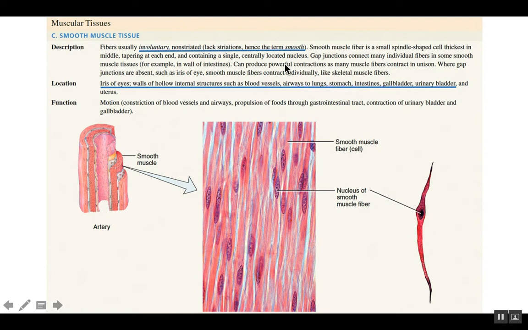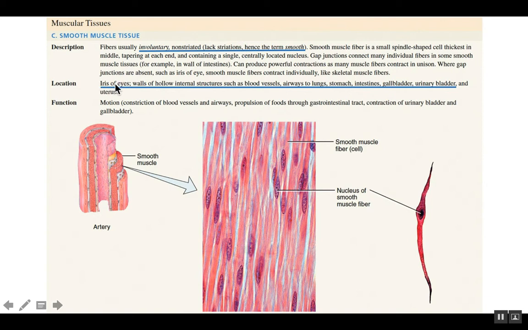This muscle is often found in hollow organs, but also in a few other locations. So a hollow organ is an organ that has some sort of internal lumen, and inside that lumen there might be something, like a blood vessel. A blood vessel is considered hollow, but it's filled with blood. Your airways are hollow, but filled with air. Your GI tract is hollow, but may or may not be filled with food. Your gallbladder is a hollow organ. It's filled with bile. Your urinary bladder is a hollow organ. It's filled with urine. So in the walls of hollow internal structures, you find a lot of smooth muscle.